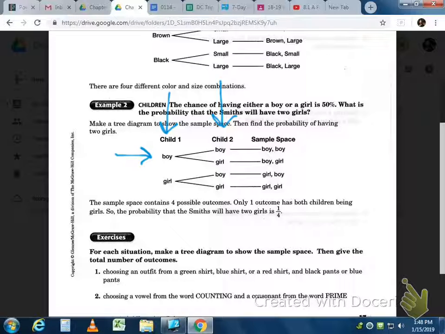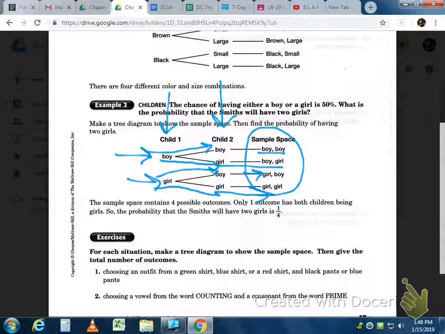Now, from child 1, if it's a boy, and then they had another boy, the Smiths would have boy, boy. If they had a boy first but then a girl, then they would have a boy, girl. If they started out with a girl with child 1 and went to a boy, then they have a girl, boy. If they started with a girl and had another girl, well, there's their 2 girls. There's 4 possible combinations.